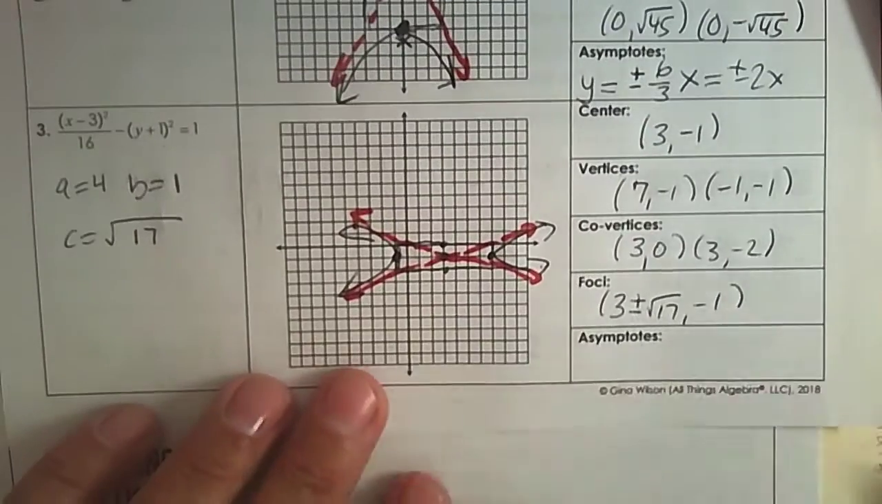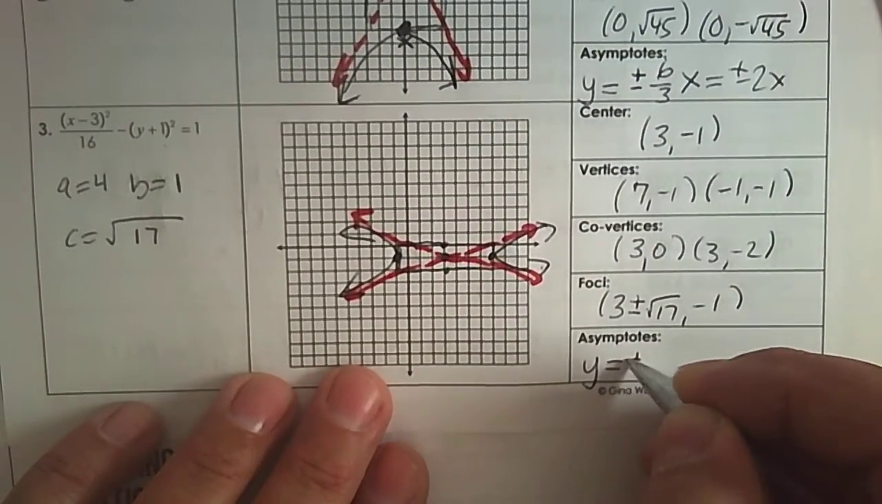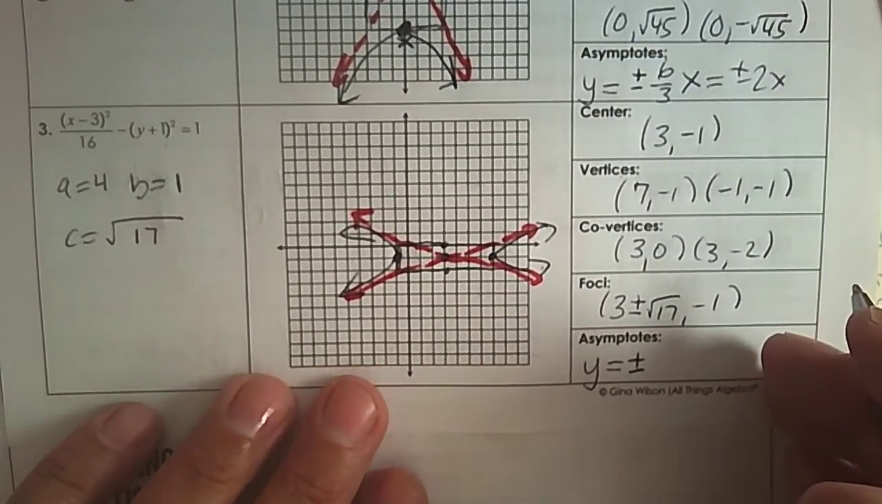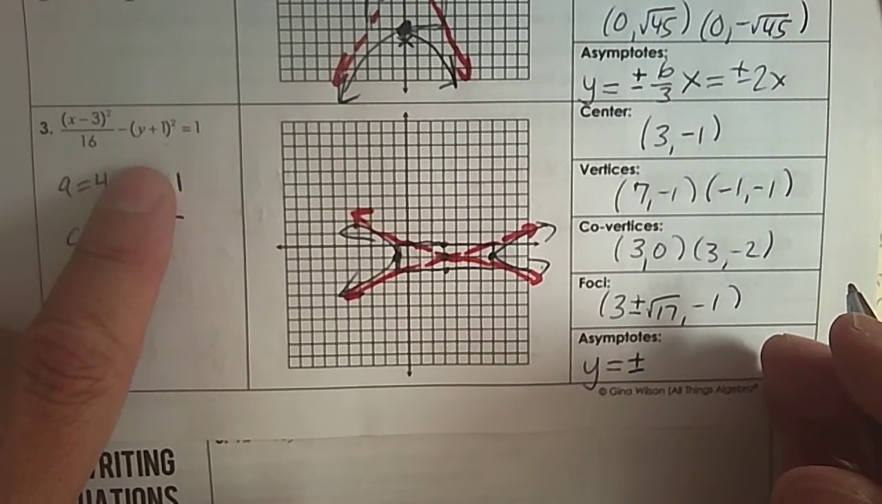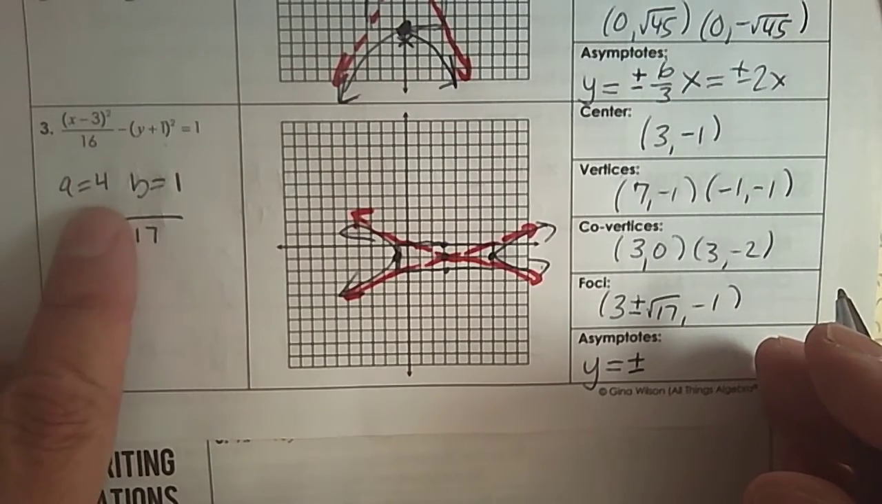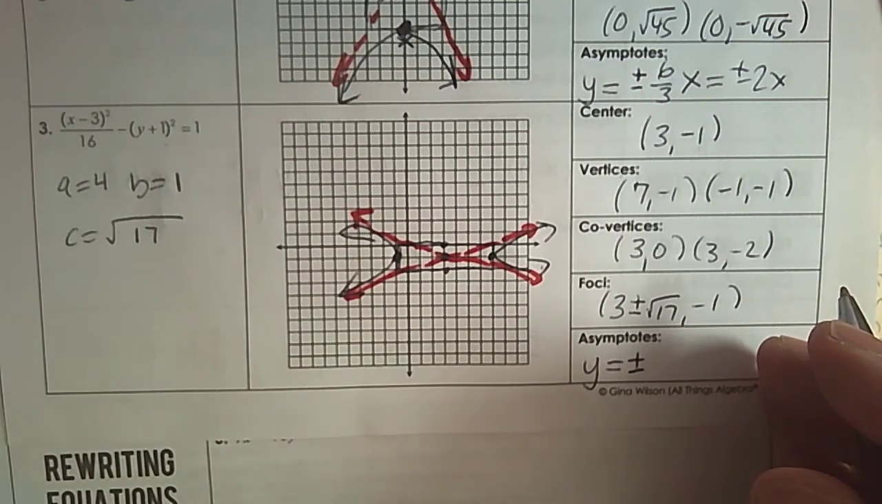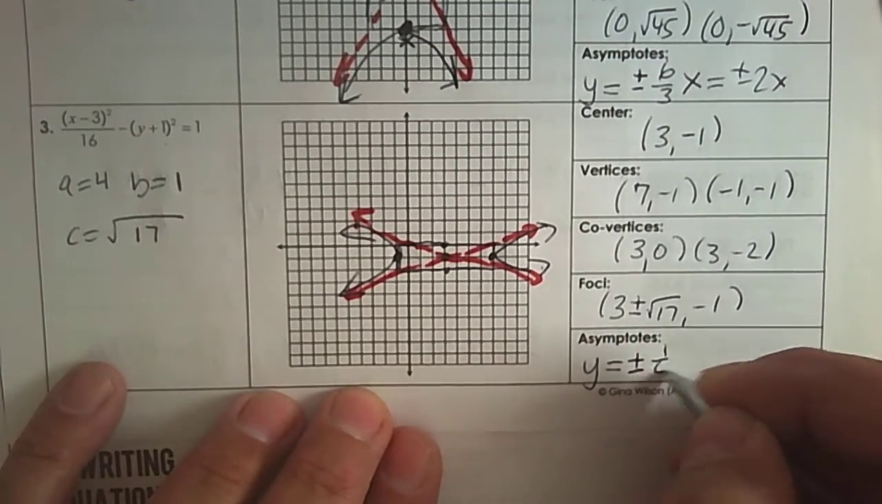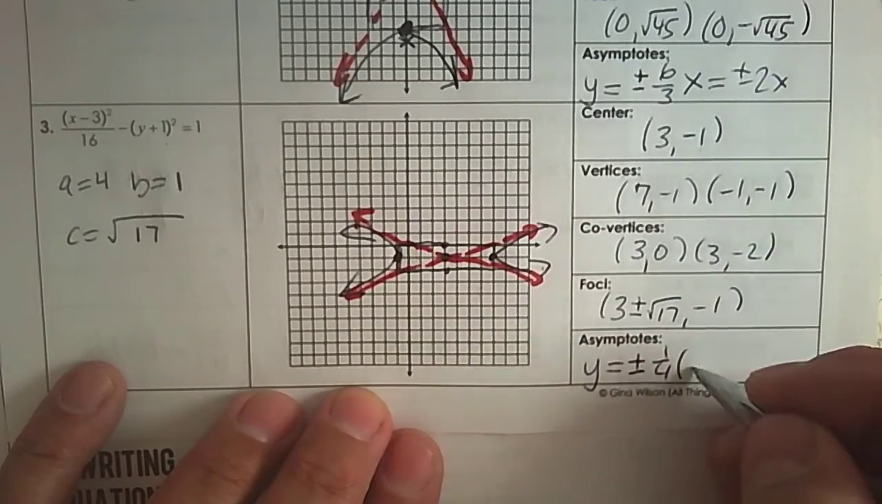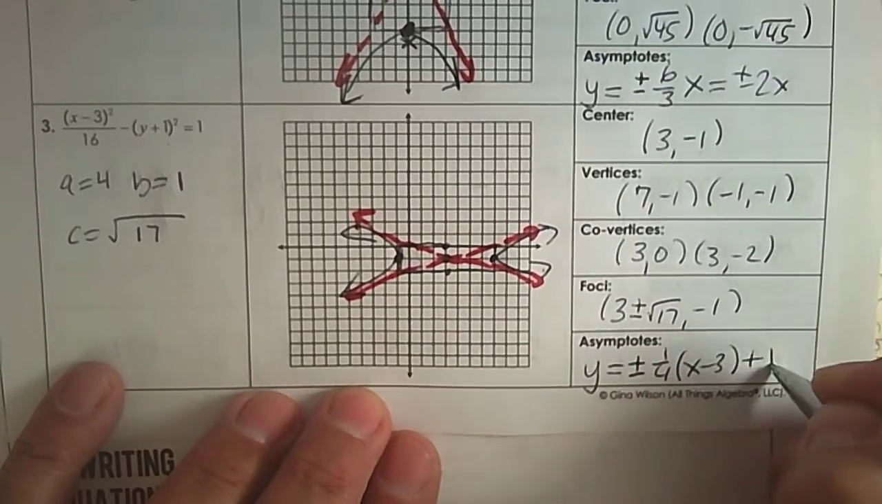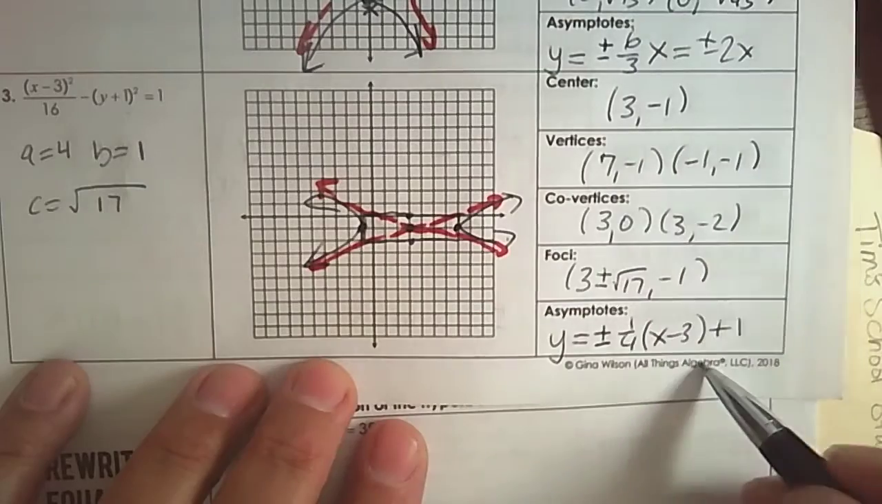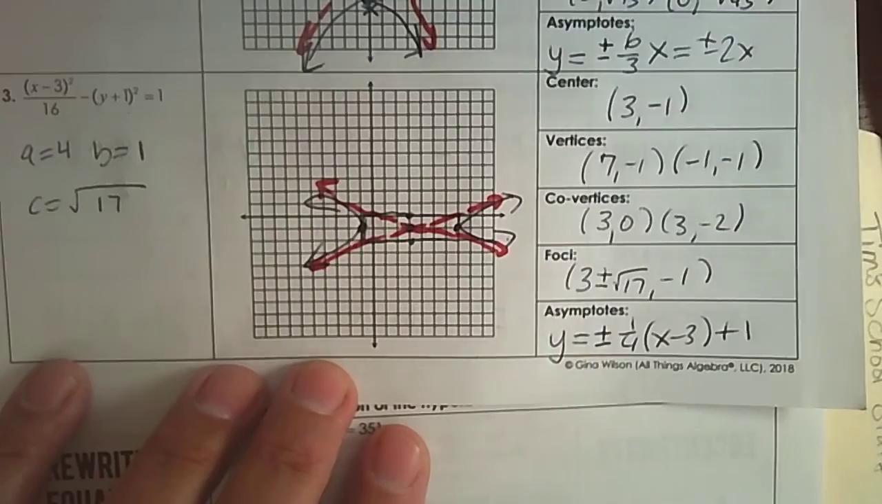The asymptotes, rise over run. So it's a positive slope and a negative slope. Now I'm looking at the y value, so this would be 1 over 4 because the b goes with the y. So 1 over 4. And then the center, so that would be x subtract 3 plus 1. That's the h, k. And then plug it into your line. And it's done.